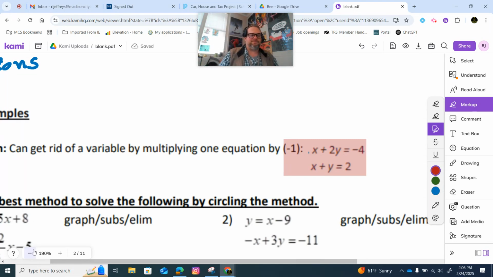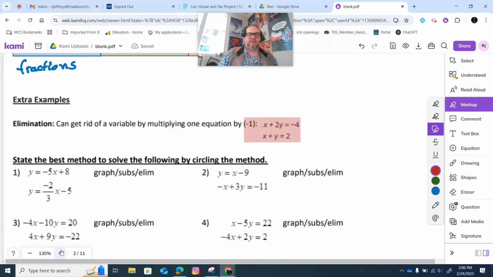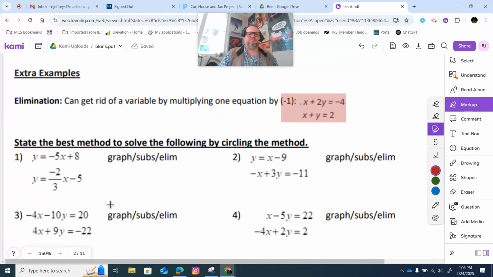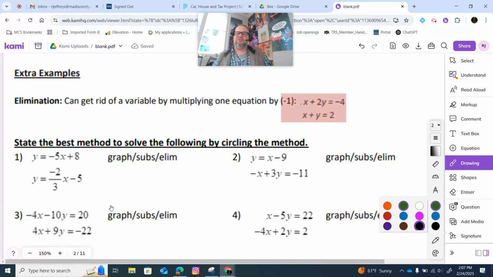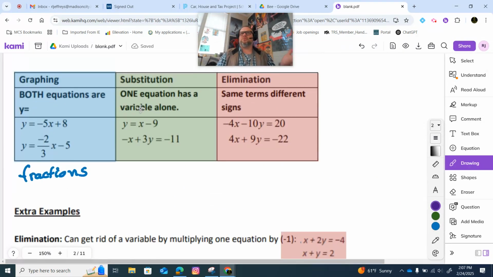This is the part of the test that I'm changing. You will have questions on the test where you will just tell me how you would solve these, and you're going to kind of tell why. When I say kind of tell why, do you think I want to read very long sentences? No. Look at your definitions: both are y equals, variable alone, same terms, different signs.